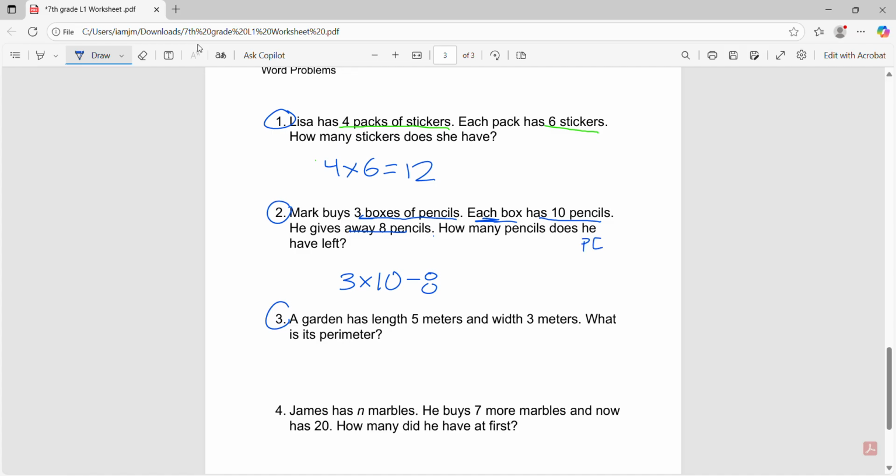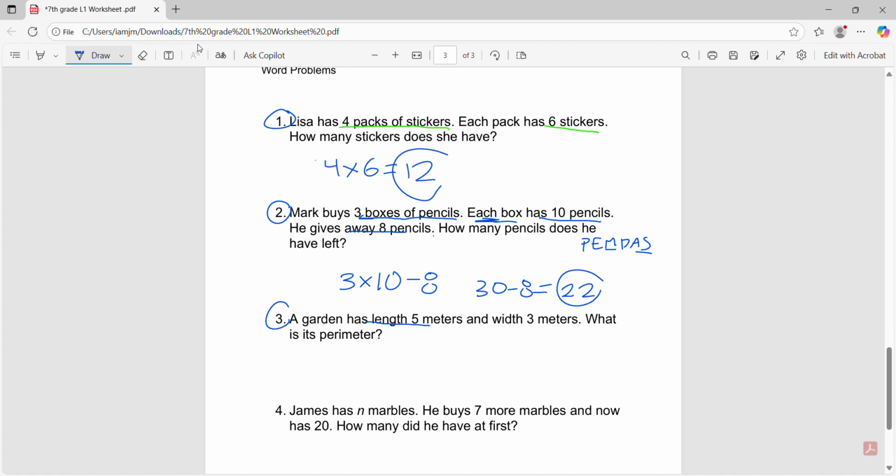So using PEMDAS, multiplication, 3 times 10, 30, minus 8 over subtraction. So multiplication first, we got 30, and then using subtraction, we subtract 8 out of 30, and then we would get 22. Nice job. Okay, number 3. A garden, our last question.